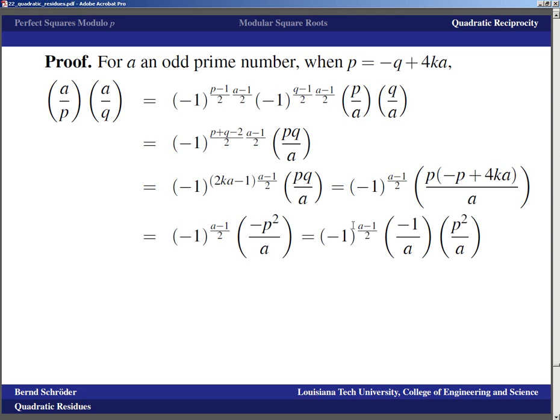And that is (−1)^((a−1)/2) times the Legendre symbol of −1 over a, and the Legendre symbol of p² over a. Well, that ends up being (−1)^((a−1)/2) times (−1)^((a−1)/2) times 1, which just is 1.